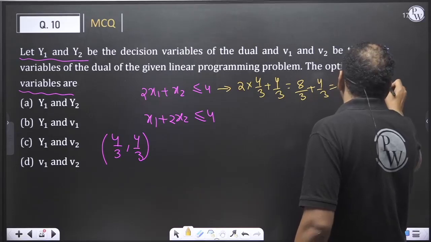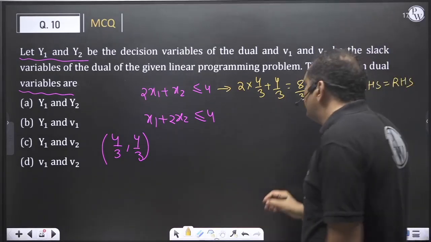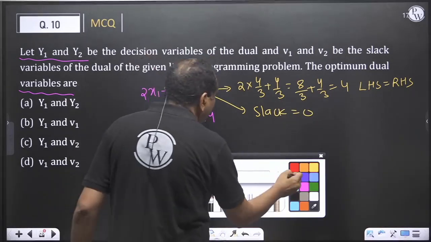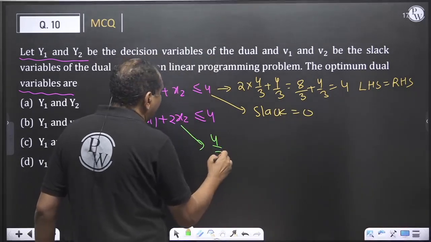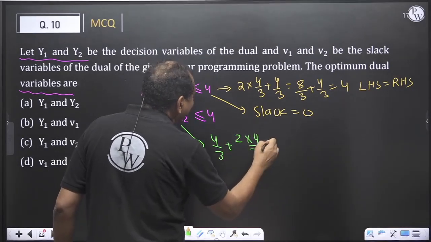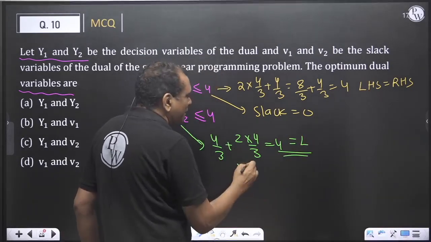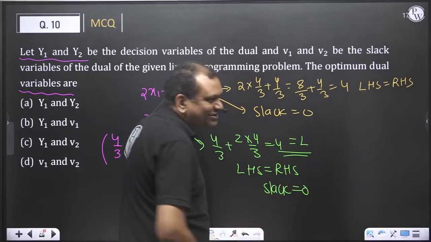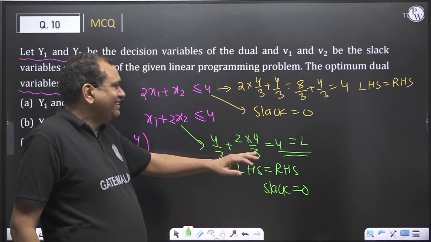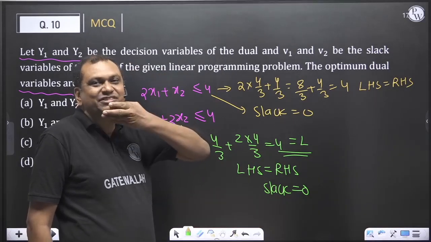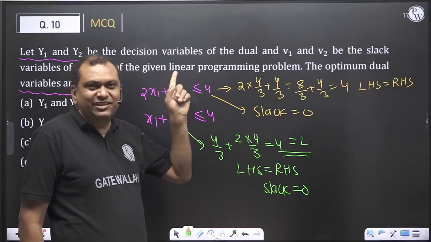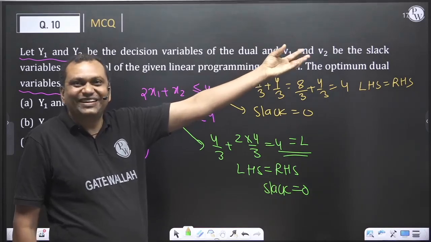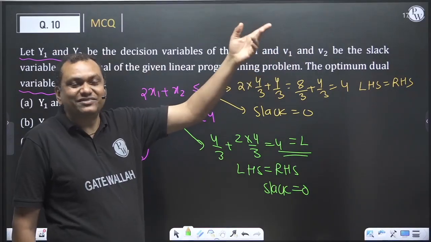So the left hand side is equal to the right hand side. So here slack is 0. Now for this one, 4 by 3 plus 2 into 4 by 3 is also 4. So here also the left hand side is equal to the right hand side, so slack is also 0. So what we discussed in the complementary slackness theorem is that if the slack is 0, then the dual will have some value.